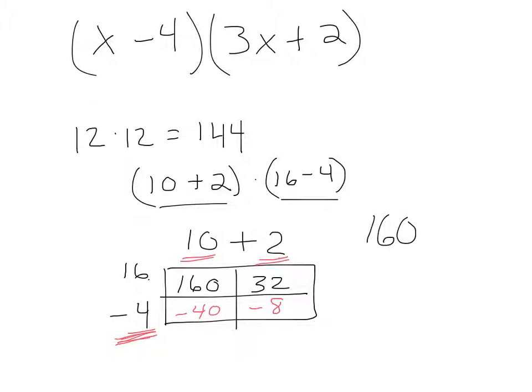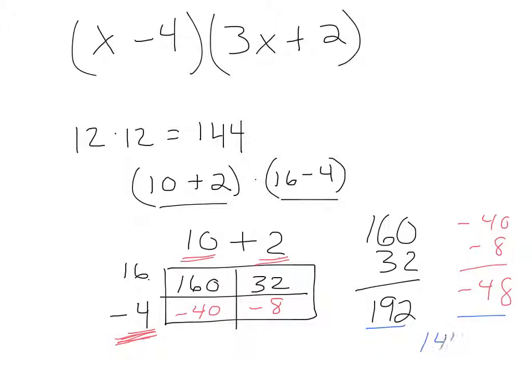Here's 160 and here's 32. That together is 192. How about the negative 40 and the negative 8? Negative 48. What's 192 minus 48? Well, guess what? It's 144. So no matter how you slice it, as long as you have the same idea in here, you're going to end up with the same result as 12 times 12.